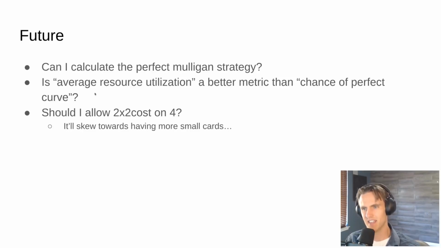I think it is. Unfortunately, this is very hard to calculate compared to a perfect curve, for technical details which I might cover in a bit. And then lastly, again, should the model allow playing 2 costs on 4? Even if that might skew the model towards choosing more small cards, which I think hurts you long term. Like if you're on your 8 resource turn and you draw a 2 cost, you're not too happy with that. I don't know, tricky, very tricky stuff.